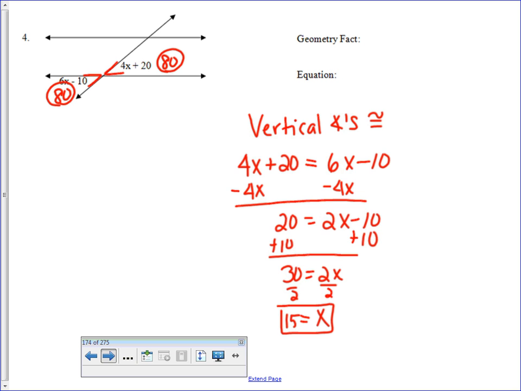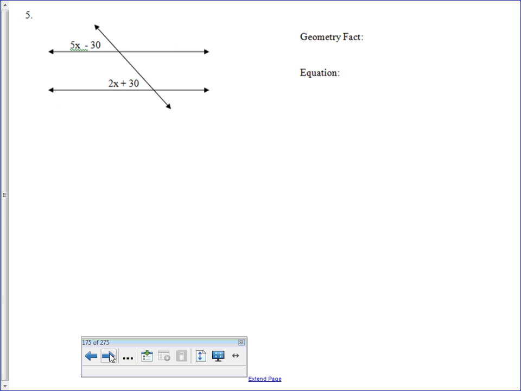One last one that I will be going through with you right now. Again, you're going to look at your diagram, and you're going to think, oh, the 5x minus 30 is an exterior angle. The 2x plus 30 is an interior angle. Let's think of another relationship. They happen to both be in what I call that same position. 5x minus 30 is on top of the parallel line to the left of the transversal, and so is 2x plus 30. Same position means I have what I call corresponding angles. And I know corresponding angles are always going to be equal in measure.